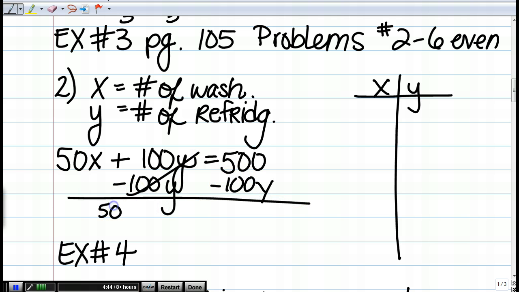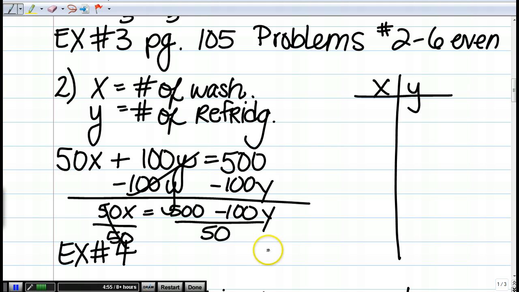And I'd have 50x equals 500 minus 100y. And I would divide everything by 50. So my final equation, I'm going to write right here, is x equals... 50 goes into 500 10 times, into 100 twice.